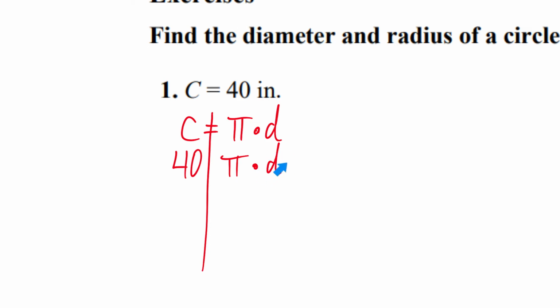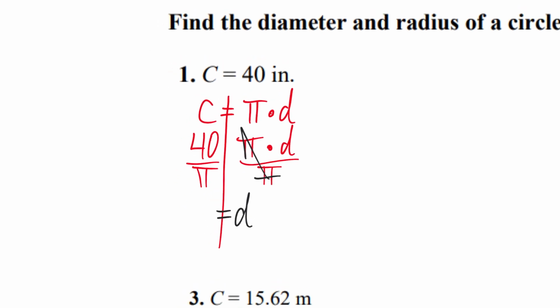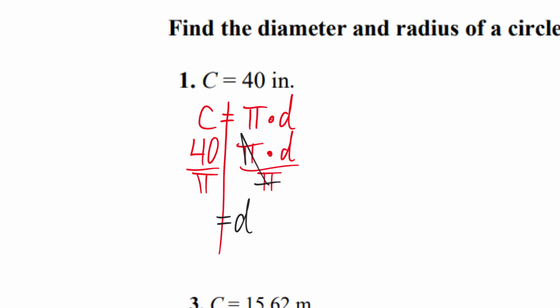So what do I need to get rid of? The pi. Right now it's diameter times pi. So how am I going to get rid of that? Divide by pi. That way these pi's cancel, the 1 diameter is equal to just the diameter. What's 40 divided by pi? 12.73.